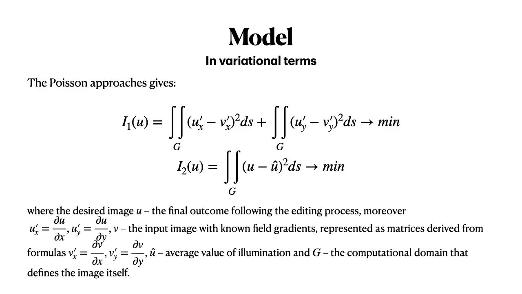The Poisson approach involves saving this information on the basis of such a quadratic functional I1 of u, which must be minimized. It is obvious that in order to equalize the unevenly distributed illumination in the image, it is necessary to minimize another functional, which has the form I2 of u.